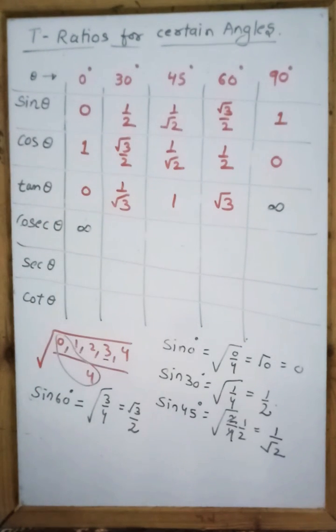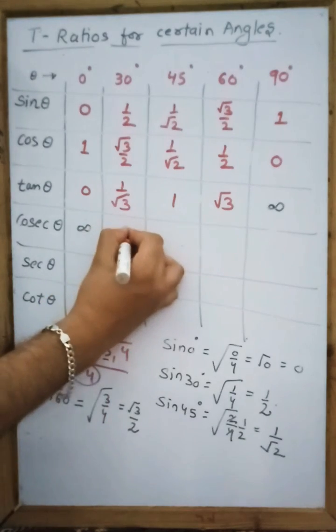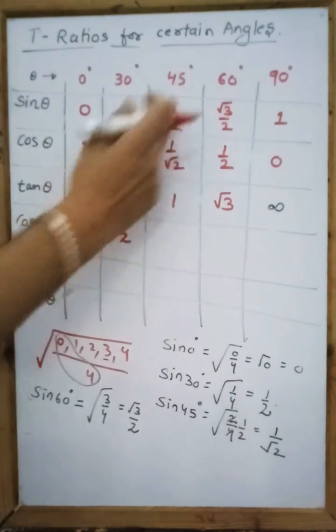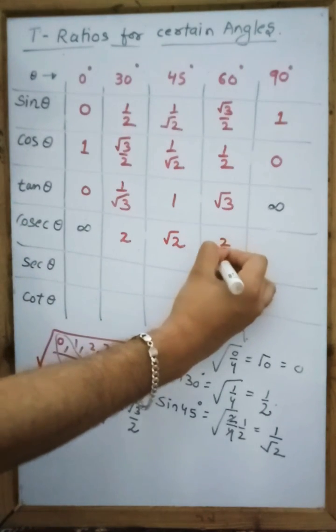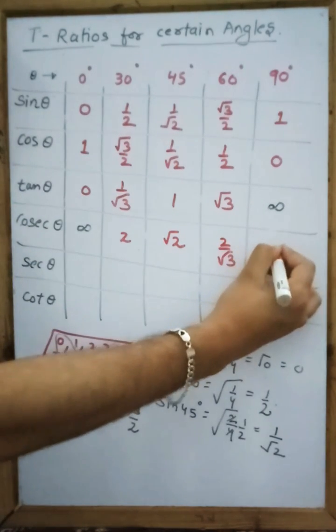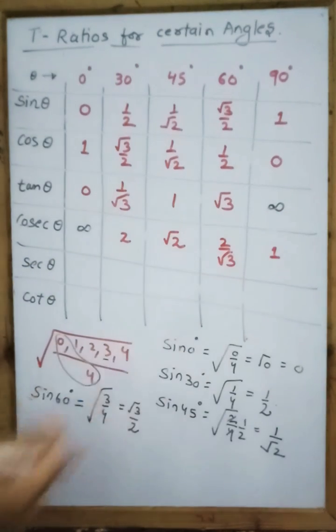And then if I ask you cosecant 30, that will become reciprocal of 1 by 2, which is 2. Cosecant 45 will become root 2. Cosecant 60, that will become 2 by root 3. Cosecant 90, that will become 1 only. You know the reciprocal of 1 is 1.